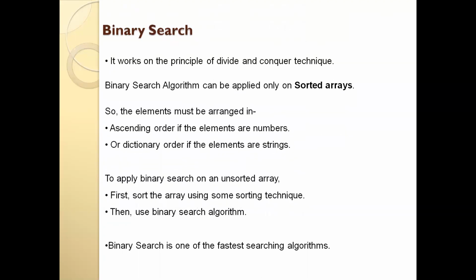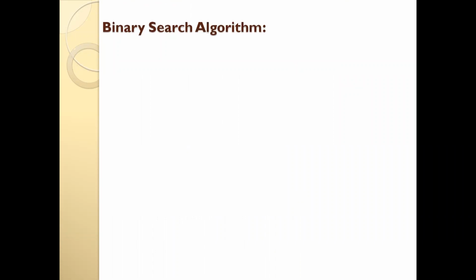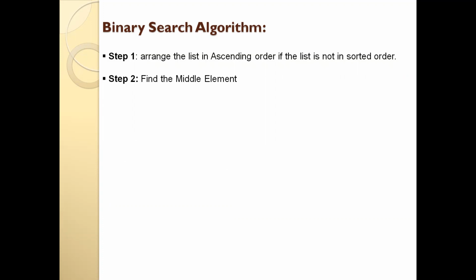First I will explain how to apply the algorithm on a given set of integers. First step: if you want to search for an element in the given list, first arrange that list in ascending order if the list is not in sorted order. If the list is in sorted order, there is no need to do step 1. Now find the middle element in the list.